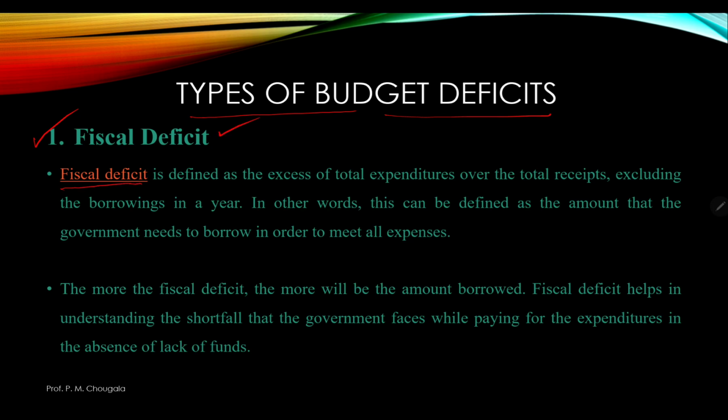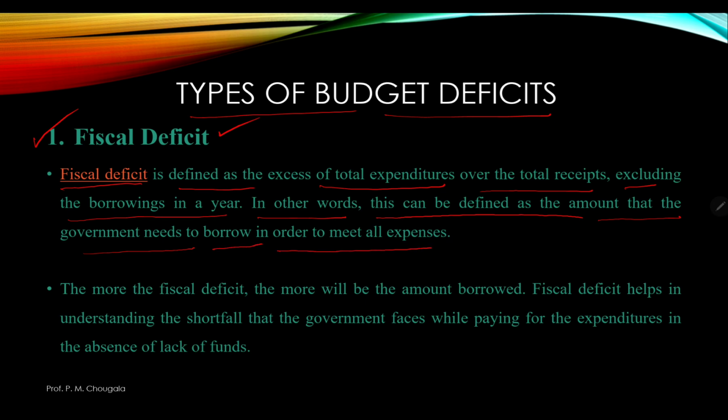What is this? Fiscal deficit is defined as the excess of total expenditures over the total receipts, excluding the borrowing in a year. In other words, this can be defined as the amount that the government needs to borrow in order to meet all expenses. Understood? So the more the fiscal deficit, the more will be the amount borrowed. Yes, obviously it happens.